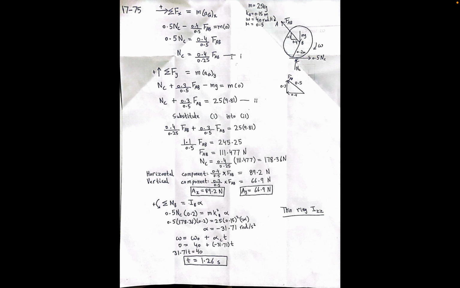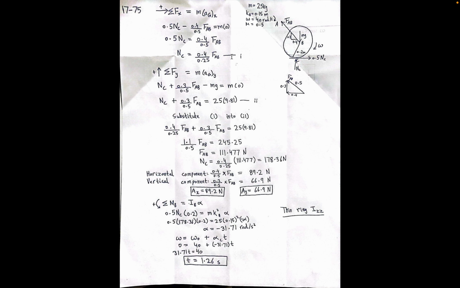because we knew from the triangle, and so for the horizontal component we multiply by 0.4 over 0.5, we get 89.2, and for the vertical it is 0.3 divided by 0.5 multiplied by FAB, which is 66.9 newtons. So these are the vertical and horizontal components of pin A, which are on the AB. And then we use the third equation for the moment.